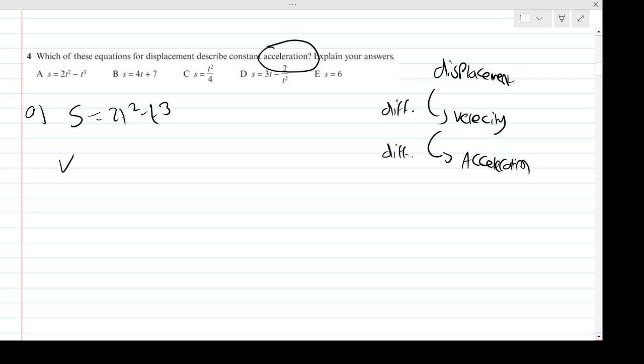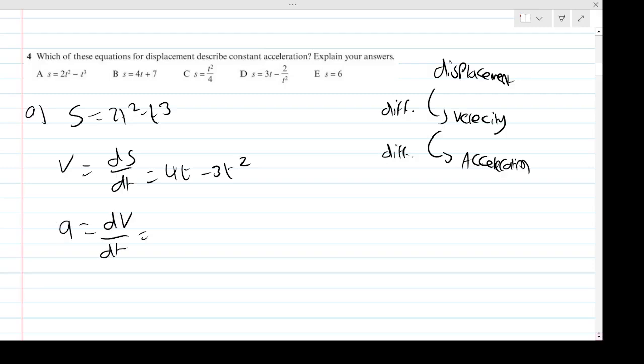So the velocity is going to be the derivative. If I differentiate this, 2t squared will go to 4t, then minus t cubed will go to minus 3t squared. Okay, then if I differentiate again, I get the acceleration, the derivative of velocity. So 4t goes to 4, and then minus 3t squared goes to minus 6t. Now that's the acceleration. It's 4 minus 6t.